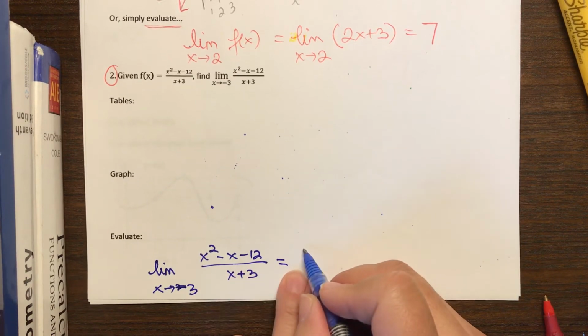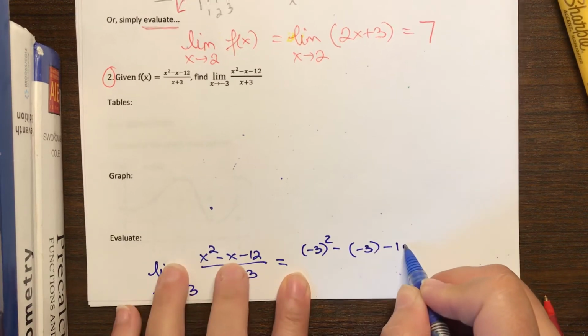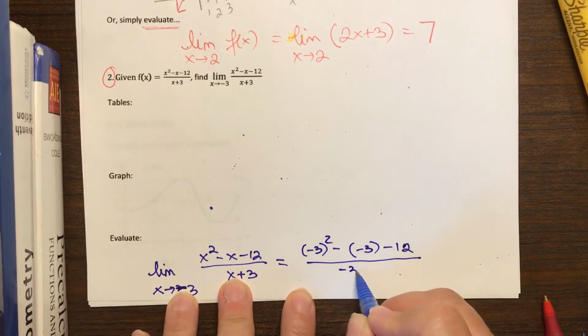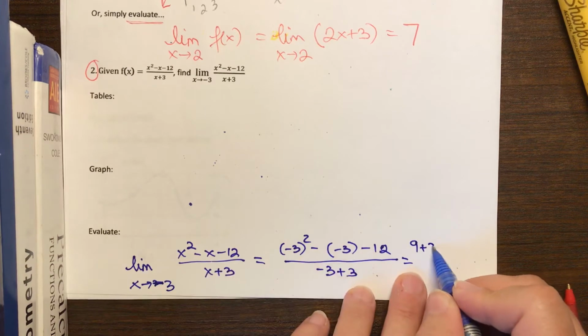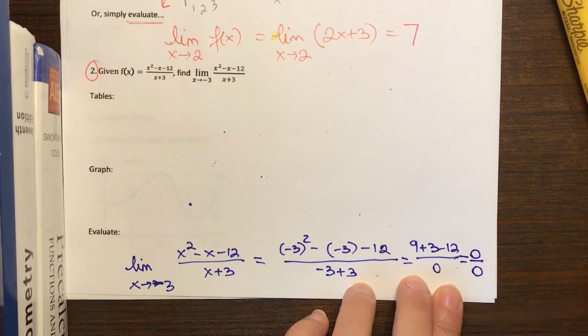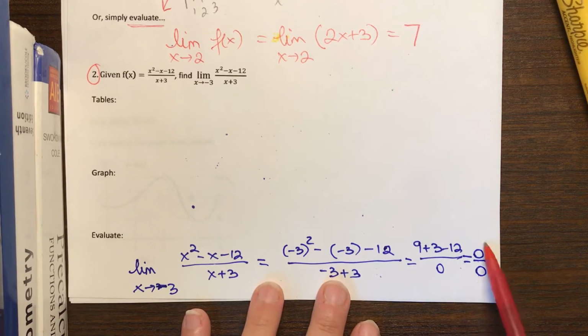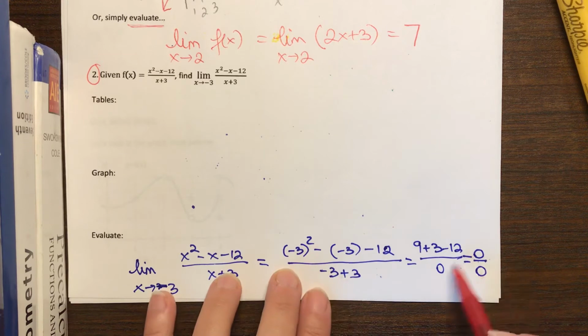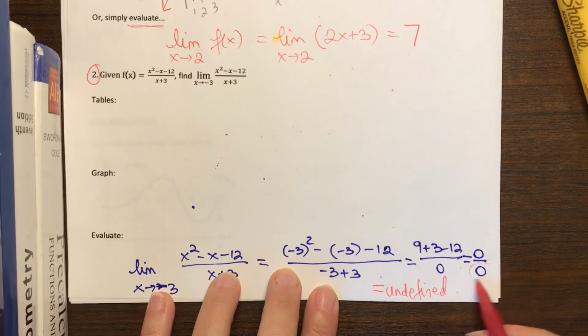So -3 squared minus -3 minus 12. I'm just writing it all out just to make sure we're not messing up on our math. So that's a 9 plus 3 minus 12 over 0, which equals 0 over 0. And I didn't even have to finish, because sure enough, what happens when you divide by 0, no matter what? It doesn't matter what you're plugging in or what you're dividing by 0, even 0 over 0 does not work. So this is undefined. You cannot divide by 0. Division by 0 is undefined.